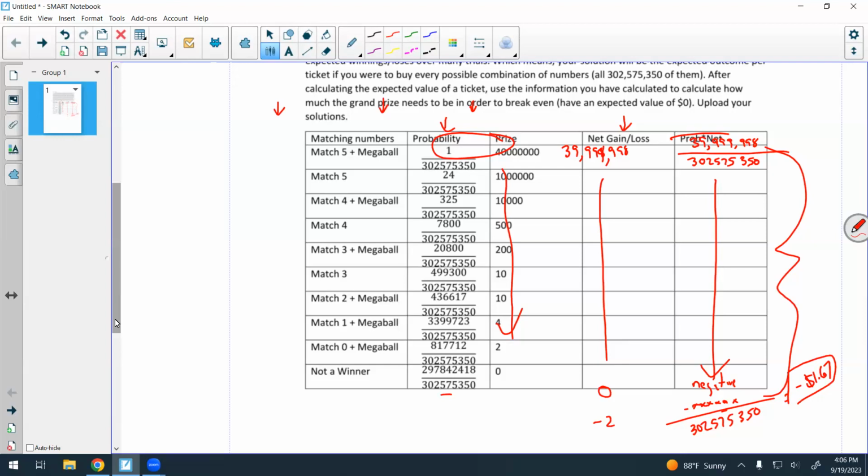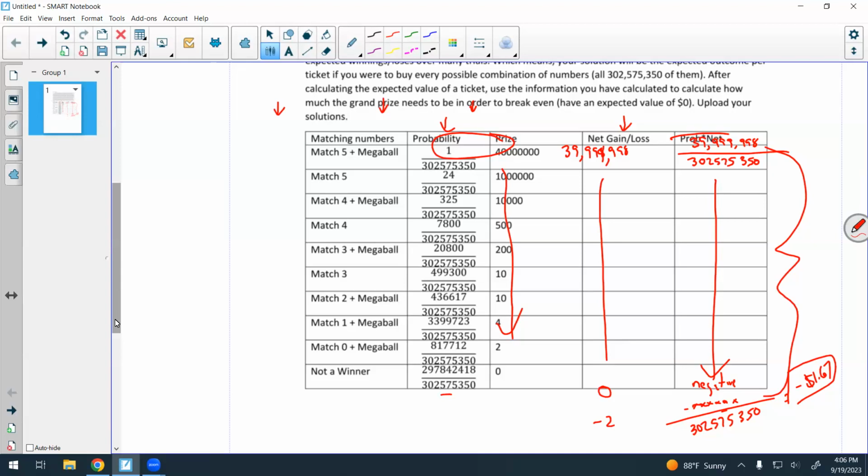Which what this means is if you were to buy all 302 million lottery tickets or Mega Ball tickets, you would lose $1.67 out of every $2. So you'd only get 1/6 of your money back, even guaranteeing you winning the prize, the grand prize. So that's the first thing I want you to do.